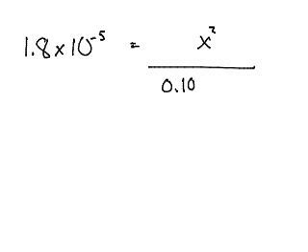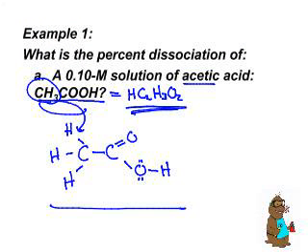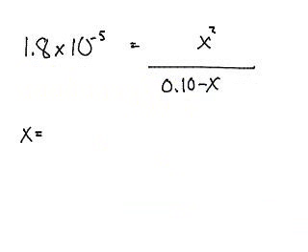Over 0.10 minus x. So now first we get our solver out. The solver x, if you recall, is equal to the concentration of the hydrogen. Are we looking for pH or what are we looking for? We are looking for the percent dissociation. So x is the concentration of the hydrogen, which is, by the way, also the concentration of the CH3COO negative. Gotta have the charge.